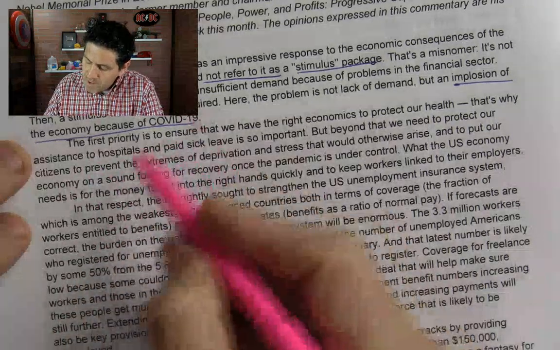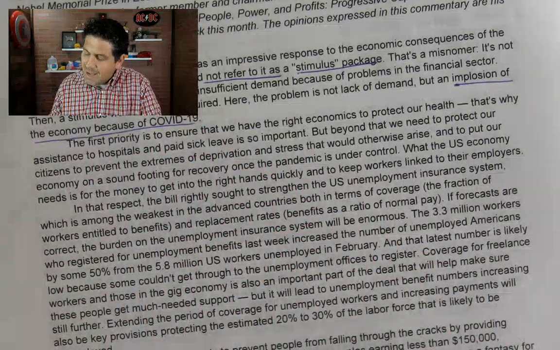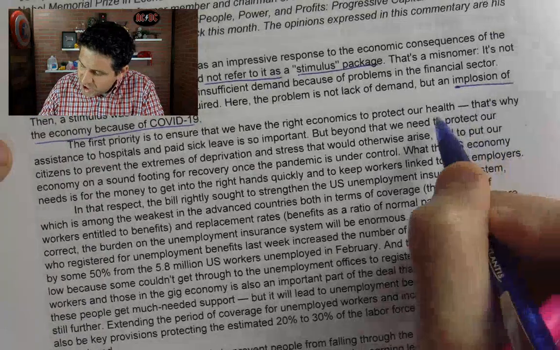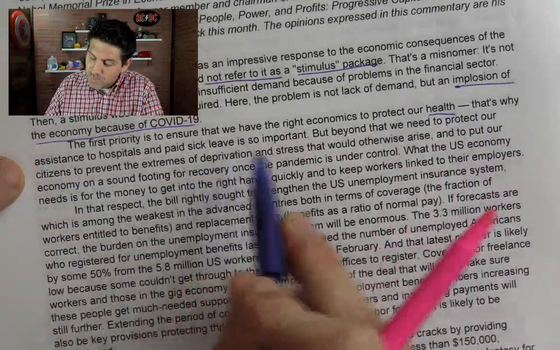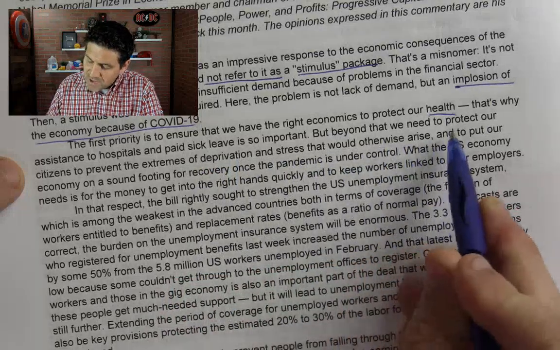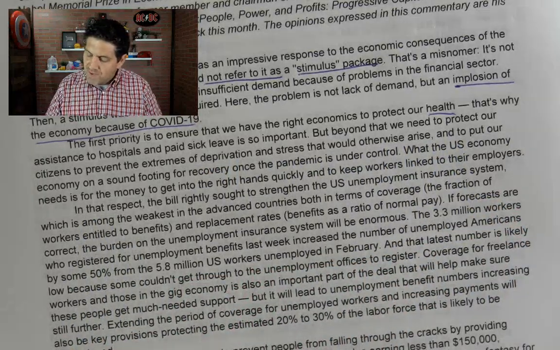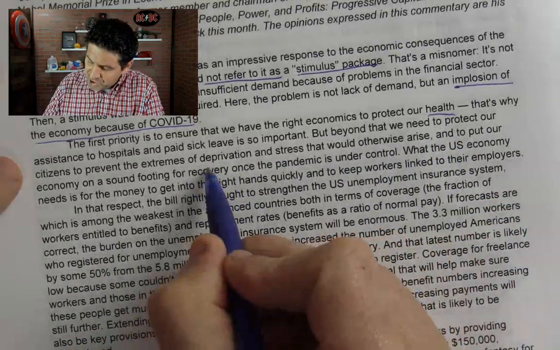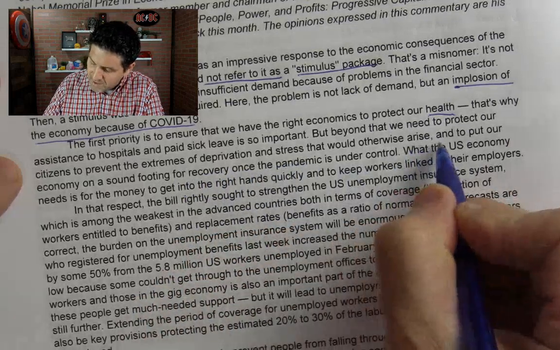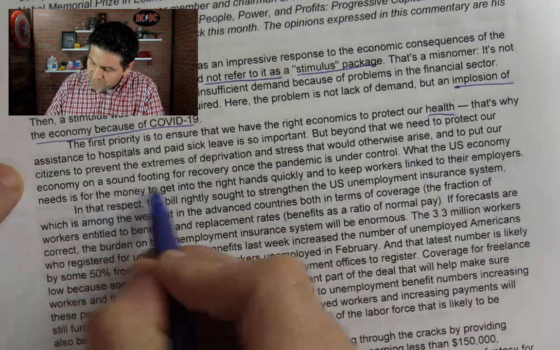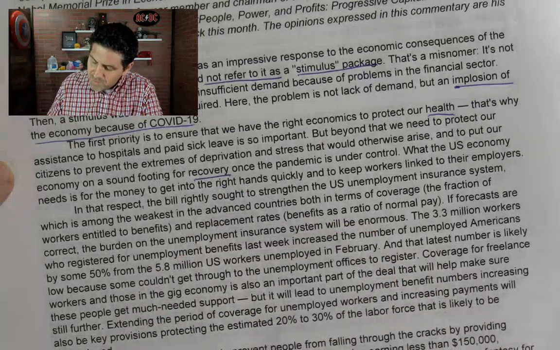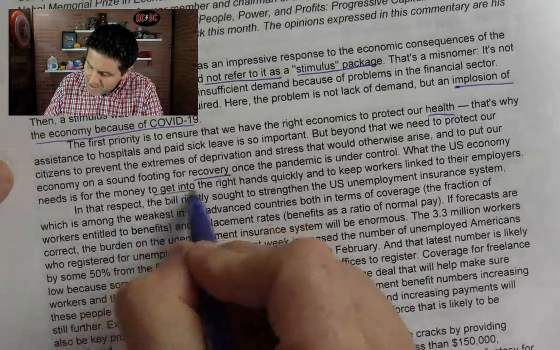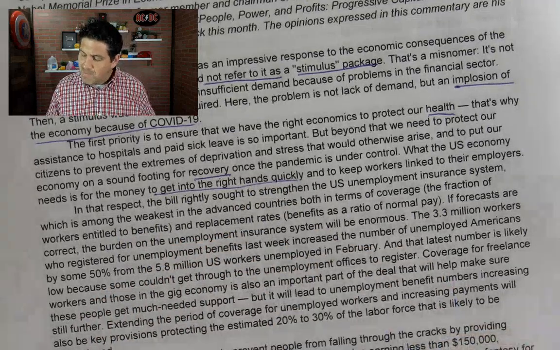The first priority is to ensure that we have the right economics to protect health. So he starts off with health is the key. That's why assistance to hospitals and paid sick leave is so important. But beyond that, we need to protect our citizens to prevent the extremes of extreme deprivation and stress that would otherwise arise, and to put our economy on sound footing for a recovery once the pandemic is under control. What the U.S. economy needs is for the money to get in the right hands quickly to keep workers linked to their employers.